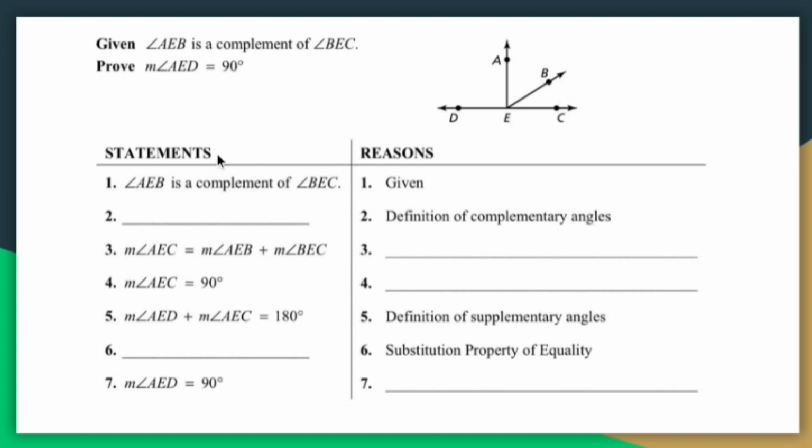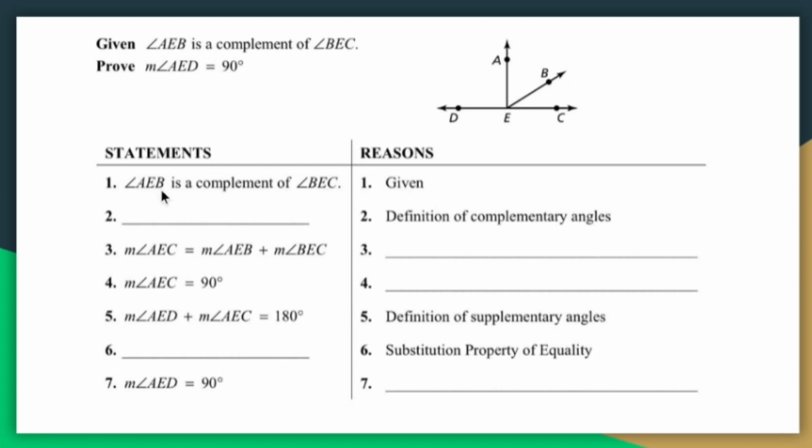Let's get started. And what I have to show is that the measure of angle AED, which is U, is 90 degrees. So got a lot of work to do. Step number one is always your given. So there you have it.